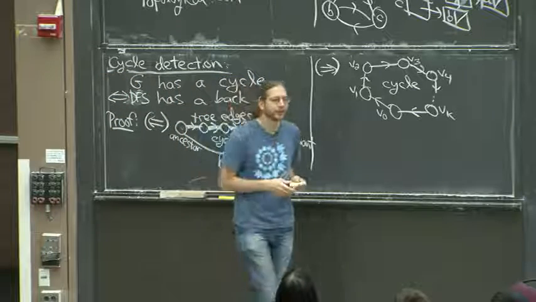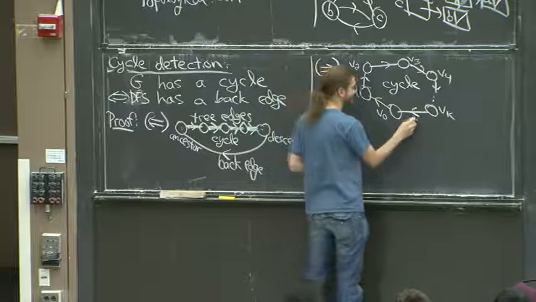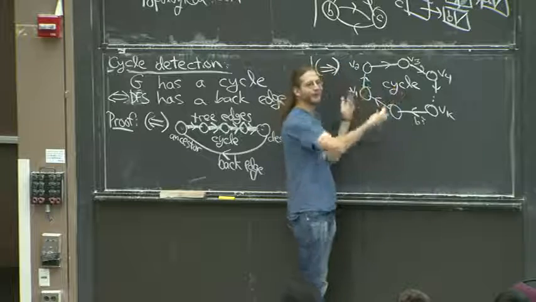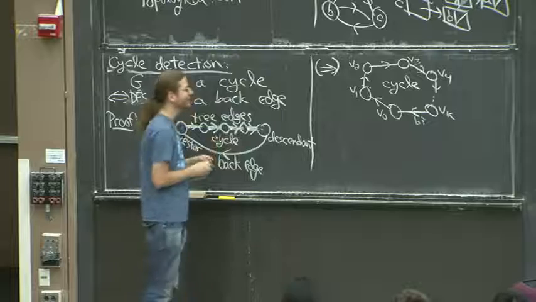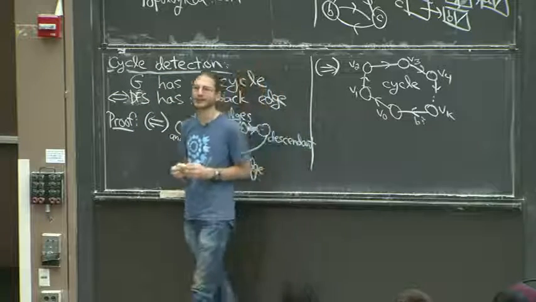VK to V0. That's a good idea. Maybe this is a back edge. Of course, this is symmetric. Why that edge? I labeled it in a suggestive way. But I need to say something before I know actually which edge is going to be the back edge.